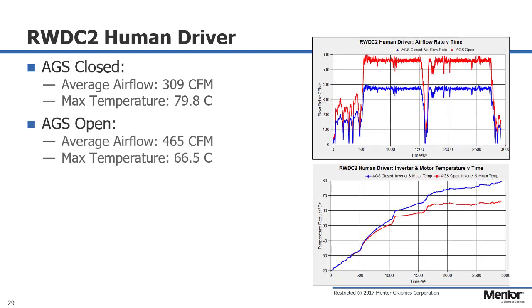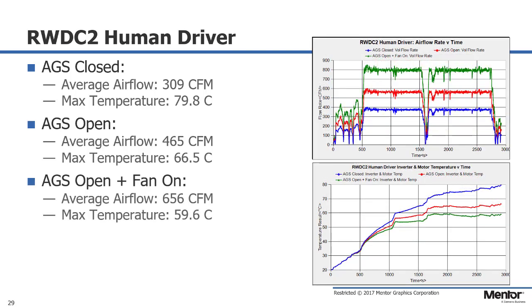So if we go ahead and open up the AGS, we're going to increase our airflow rate, and in fact, from an average perspective, we get up to 465, and our max goes all the way up to 600 CFM before settling around the 550, 560 mark during the highway portion. And this does reduce our max temperature significantly, but it is still above the 60 degree requirement that we have for these parts, which means we have to look at turning the fan on.